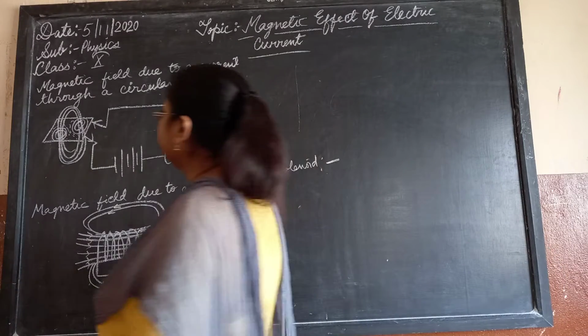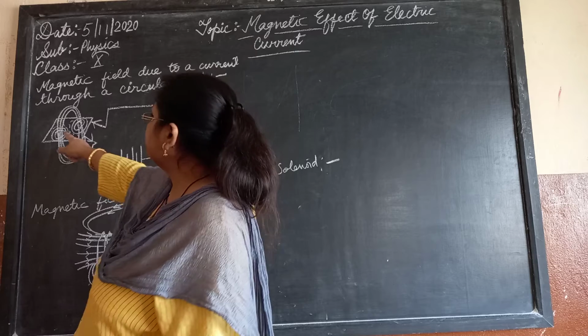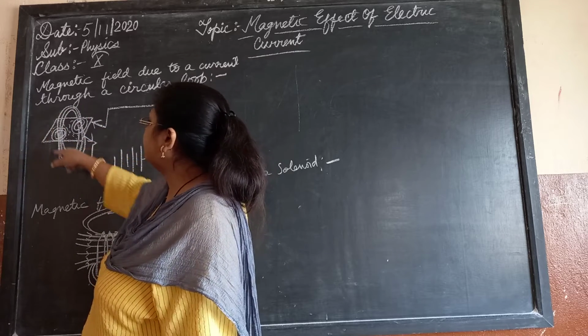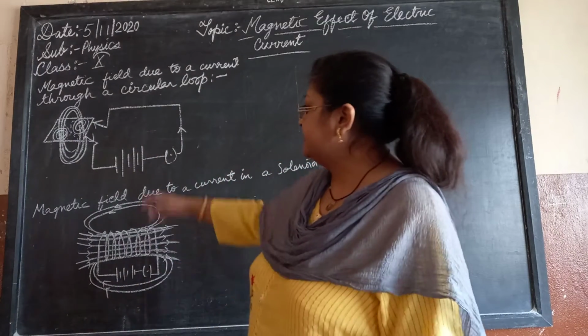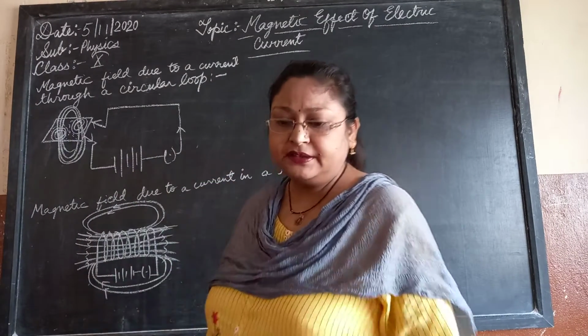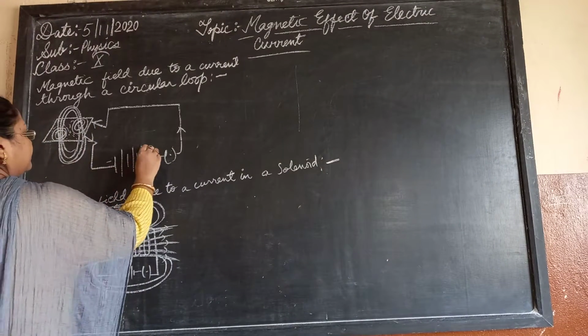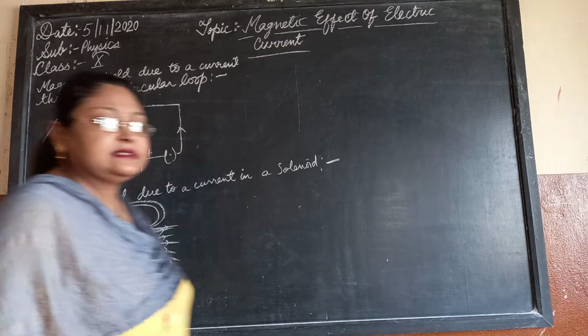We have taken a cardboard with a circular loop. These are two holes we have made here, and we have taken a wire wound round this particular cardboard, and it is connected with the positive terminal and the negative terminal of the battery. This is the negative and this one is the positive terminal. A key is connected to it in the circuit.